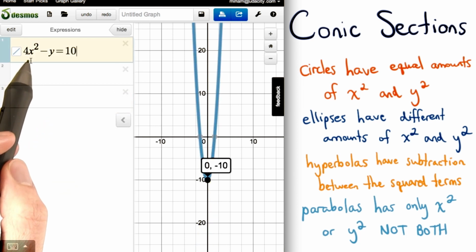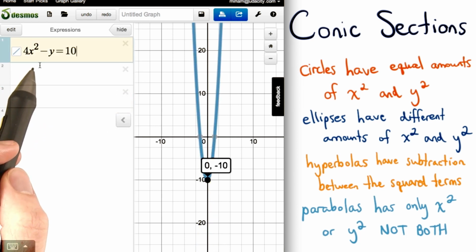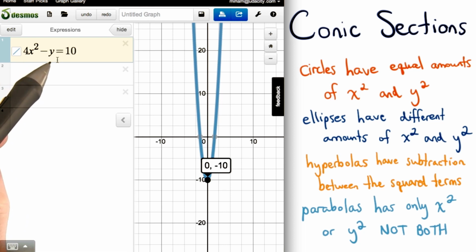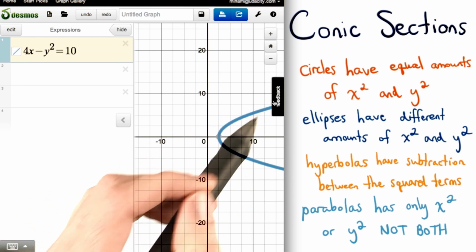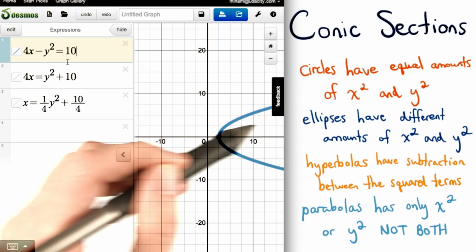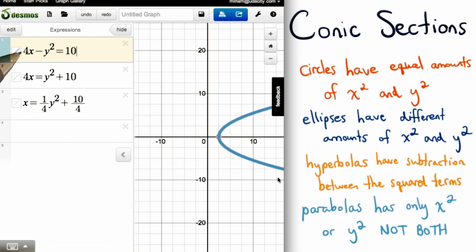So we've seen a parabola open up and down, but let's see one that opens left and right. Instead of having the parabola be y equals, let's make it be x equals. So we'll make the x term be a single x variable, and the y term be y squared. Doing that, we see we get a sideways parabola, and it points to the right. And again, we know this parabola opens to the right since we can rearrange this equation to be x equals. First, we'll add y squared to both sides, so we'll get 4x equals +y squared on the right and +10 on the right. Next, we'll divide every term by 4 to get x equals 1/4 y squared plus 10/4.